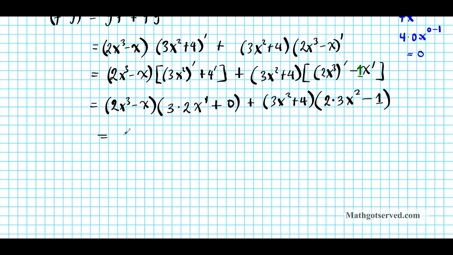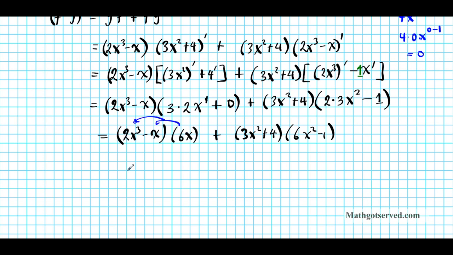Okay, now let's just go ahead and simplify this. We'll have 2x to the third minus x times 6x plus (3x squared plus 4) times (6x squared minus 1). This one, we just distribute the 6x to these two terms right here, this and that, and then that yields 12x to the fourth minus 6x squared plus, and then we're going to follow this out with first, outer, inner, last. So when we do the first, we'll have 18x to the fourth minus 3x squared plus 24x to the second power minus 4.